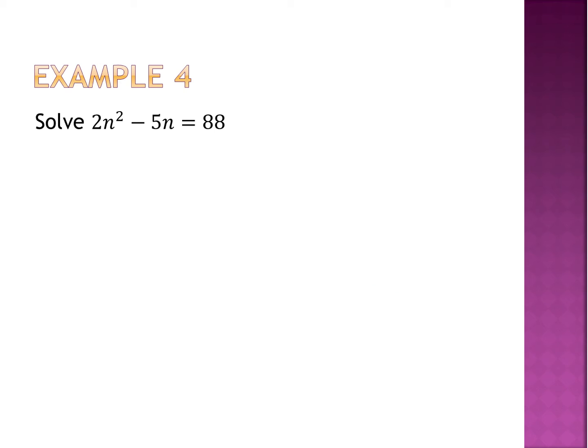Now, in example 4, I'm told to solve. So again, I need to get the variable by itself. 2n squared minus 5n equals 88. Right away, I notice that this quadratic equation is not set equal to 0. So I have to subtract 88 from both sides of the equal sign. When I do that, I end up with 2n squared minus 5n minus 88 equals 0.